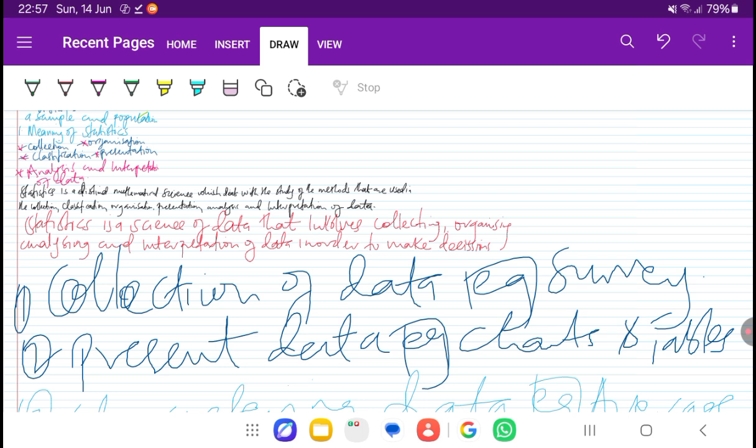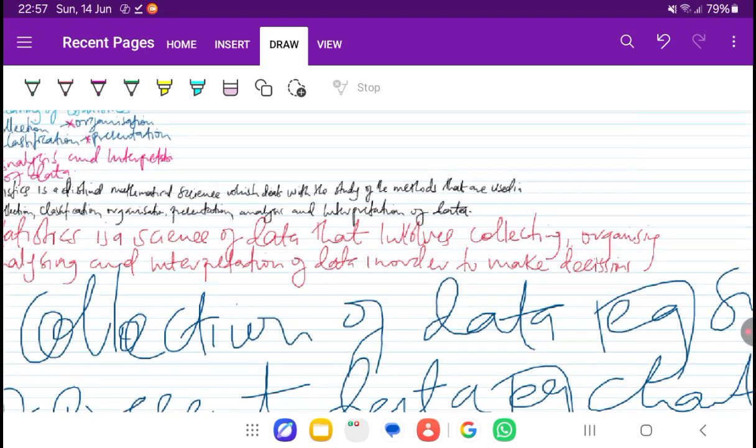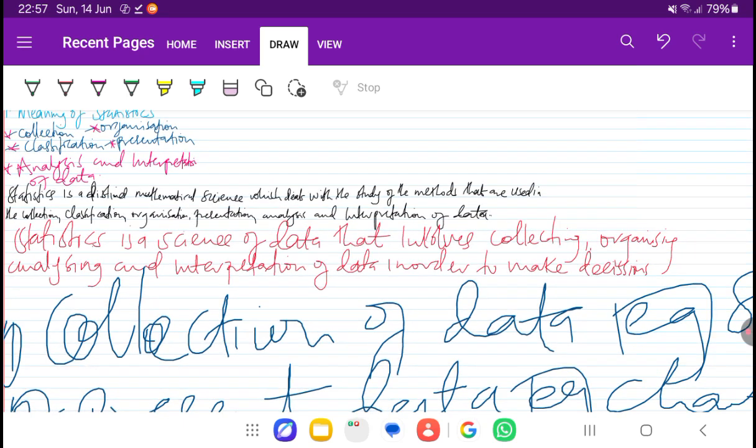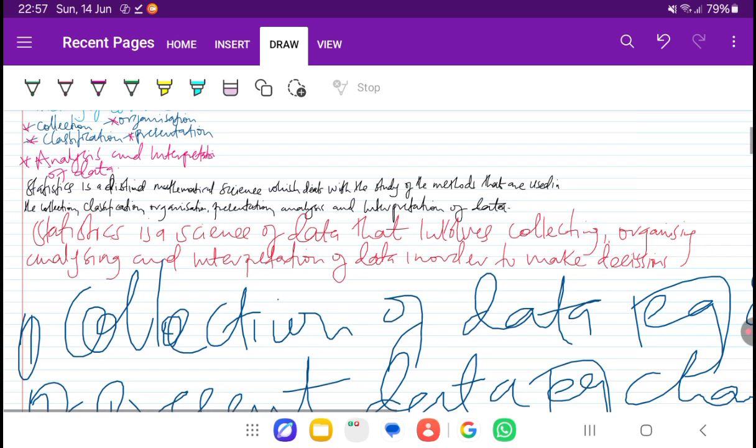So as I conclude, we have said that statistics is a distinct mathematical science which deals with the study of methods that are used in collection, classification, organization, presentation, and analysis and interpretation of data in order to make informed decisions.